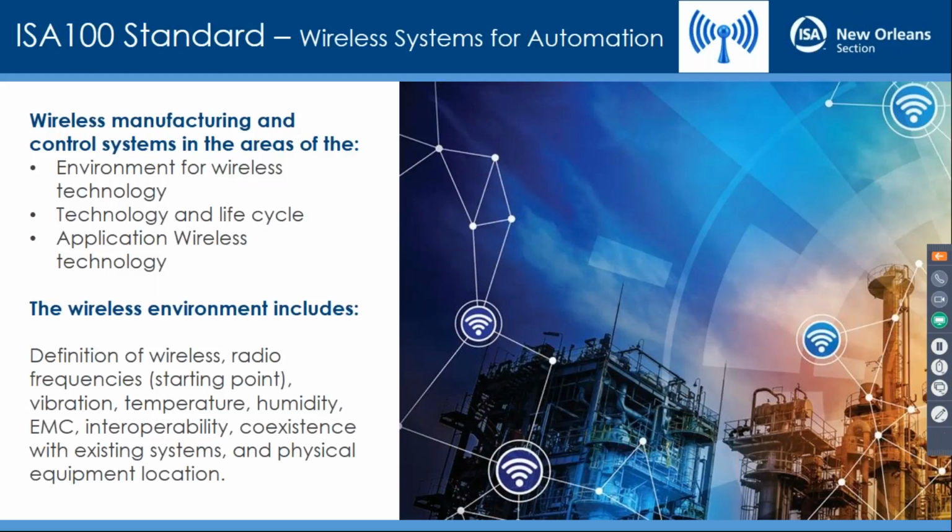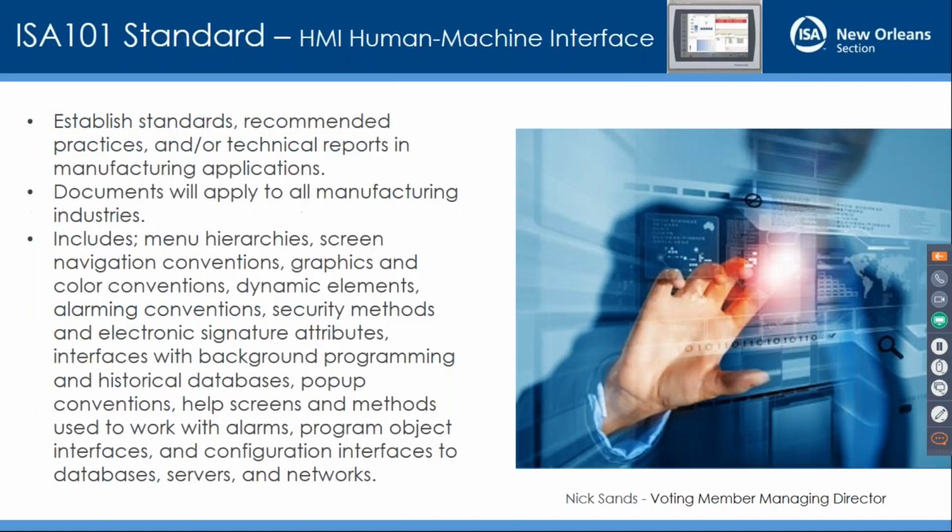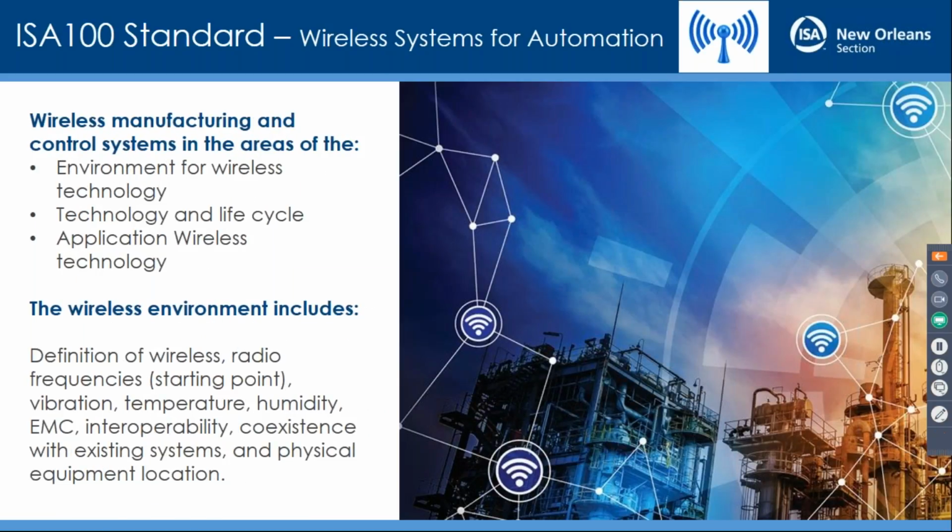ISA 100 has to do with wireless systems. I think that at 100 it gets into what we're seeing after the millennial. So it covers the environment for wireless technology and the application of wireless technology. It deals with the definition of wireless radio frequencies, starting point, vibrations, temperature, humidity, EMC, interoperability. This standard encompasses almost everything I can think of that wireless entails when being implemented in industries.